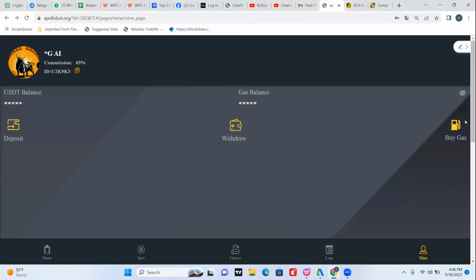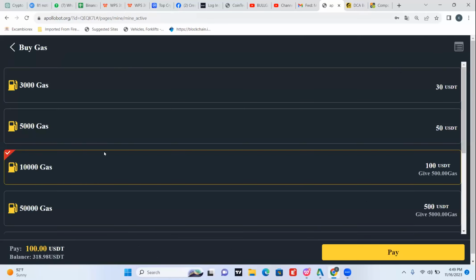you come over here and you see buy gas. Before you tap on buy gas, make sure the $30 is reflected, either your $30 or $50 or $100. Remember, your gas fee should be 10% of your capital. So if you're trading $300, $30 will go, and a $500 capital will go with a gas of $50. When you tap on buy gas, you will see the gas rates here.